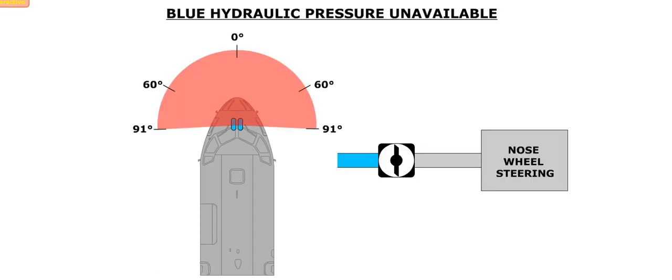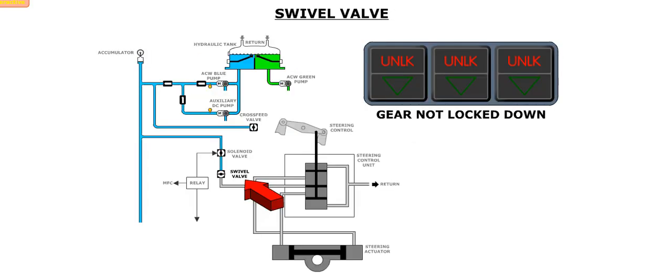In the absence of hydraulic pressure, the nose wheel steering system can be deflected up to 91 degrees either side of center during towing operations. A swivel valve removes hydraulic pressure from the steering system when the nose gear is not locked down.